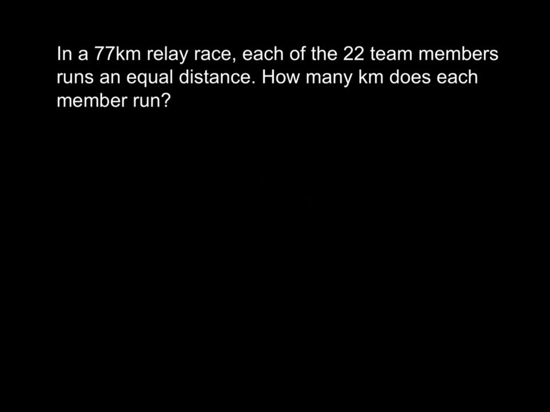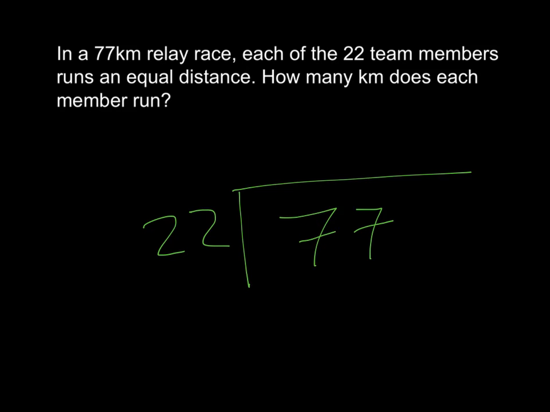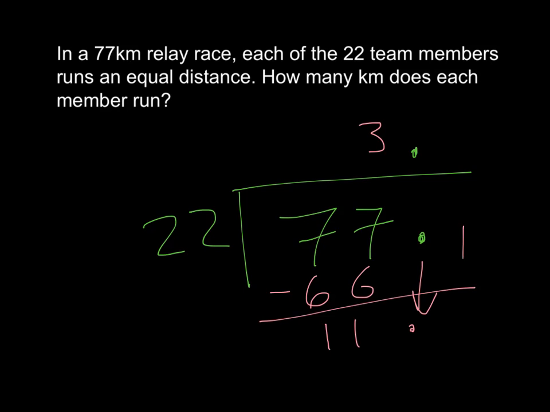When I go to solve this, I'm going to write it as I would with my division problems. 77 divided by 22. And remember, one of the first things we're going to do is write that decimal. 22 goes into 77 3 times. 22 times 3 is 66. 77 minus 66 is 11. I'm going to bring down my decimal, and I'm going to bring down a 0. Remember, I have 0 tenths.